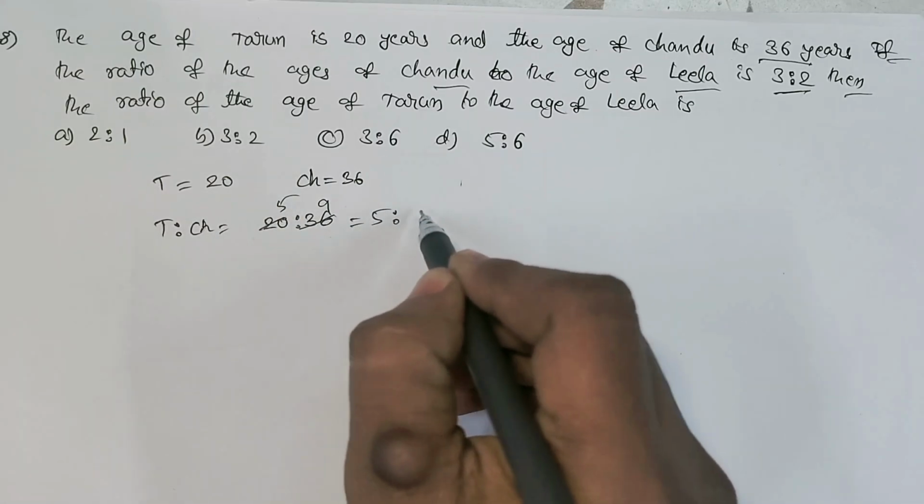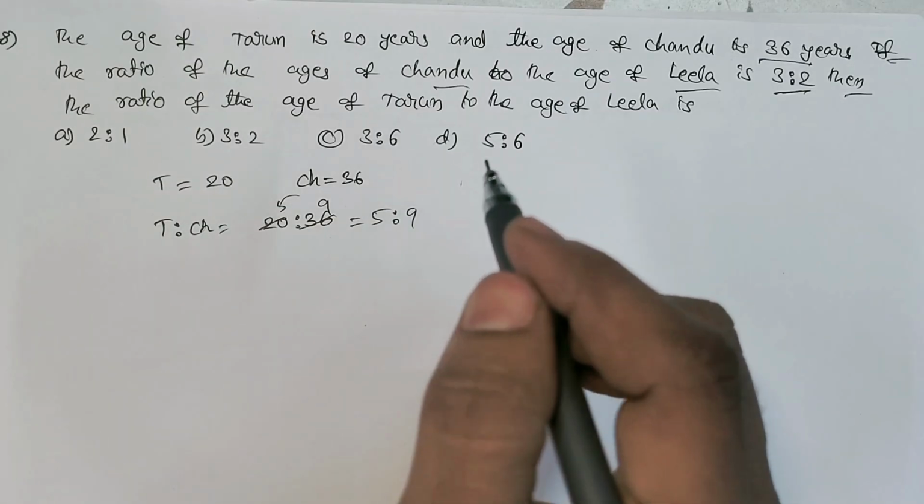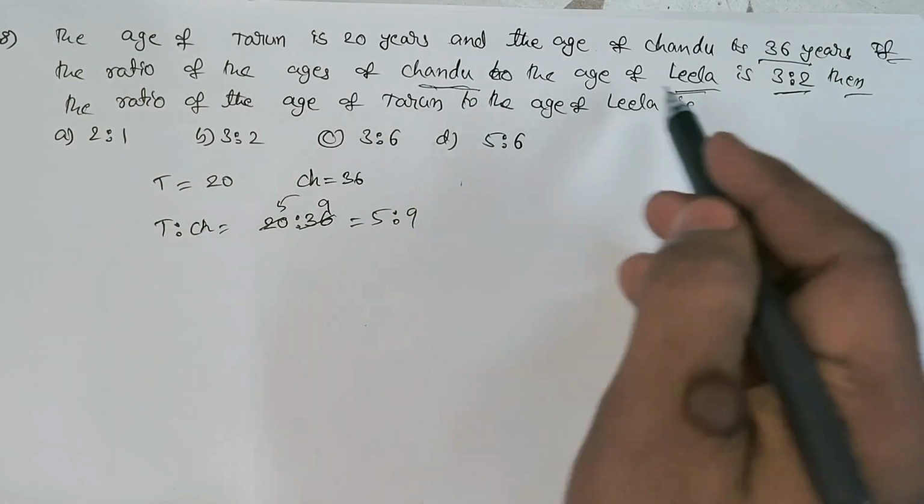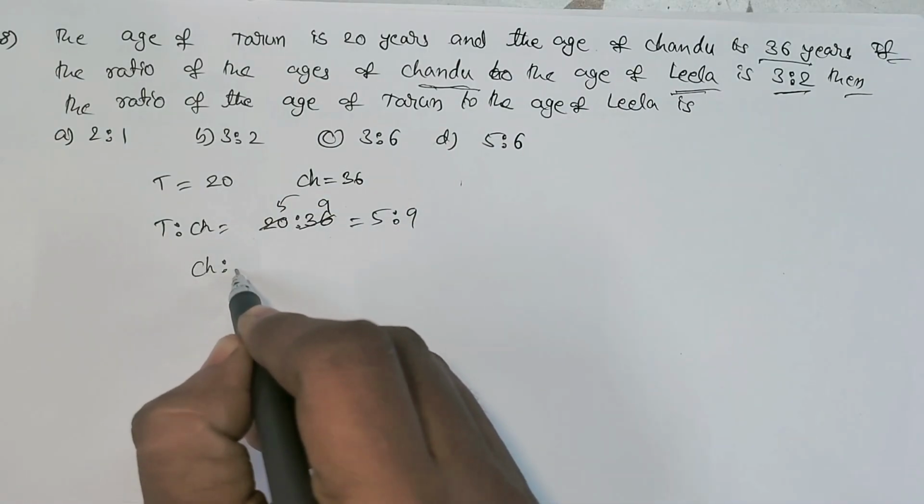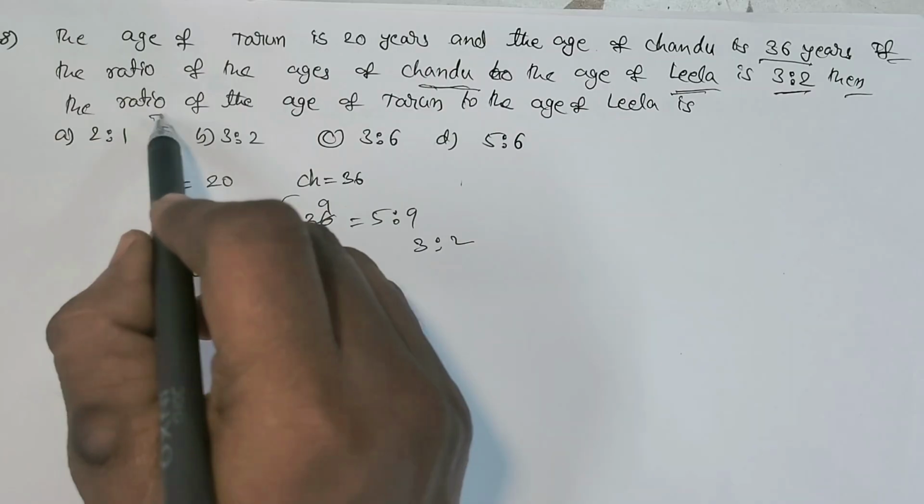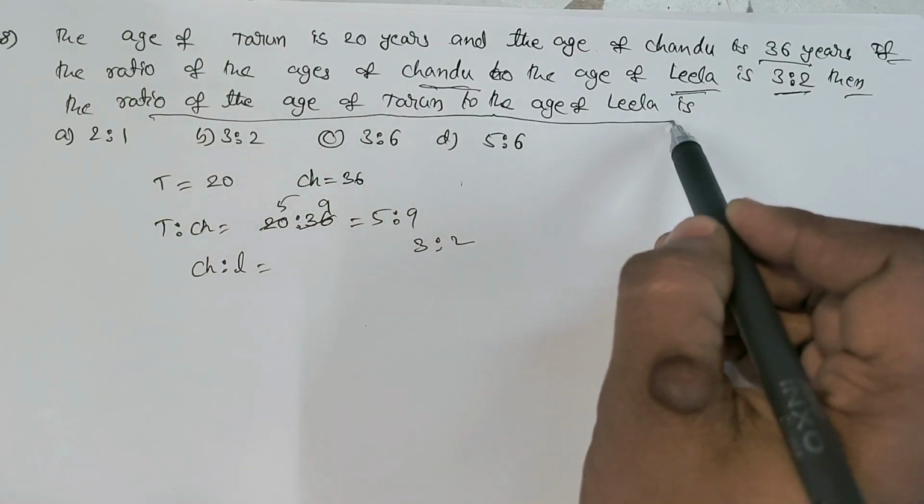So the ratio between the ages of Tarun to Chandu is 5:9. And what else do we know? We know the ratio between Chandu and Leela, given as 3:2. And what we are asked to find out? We are asked to find out the ratio between Tarun and Leela.